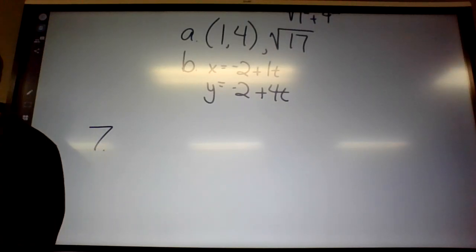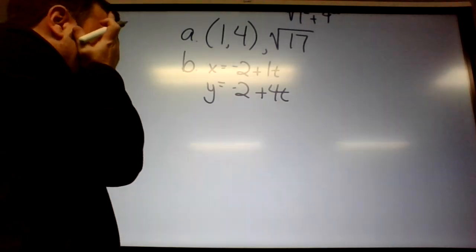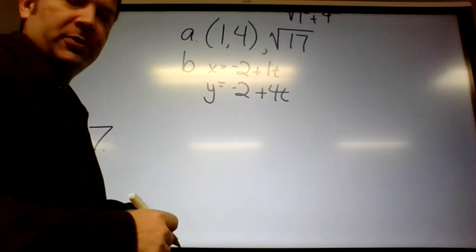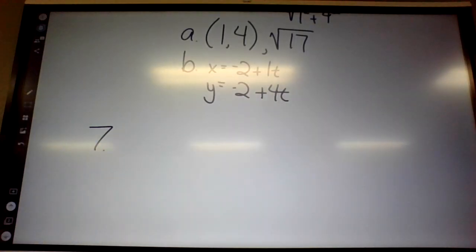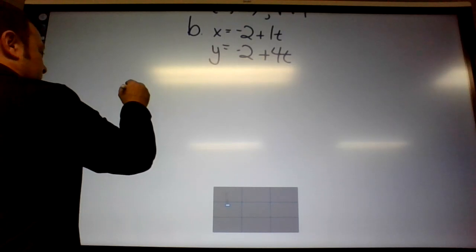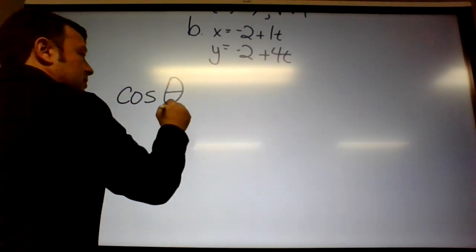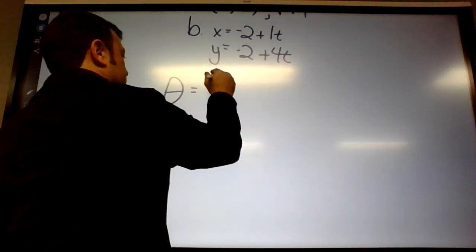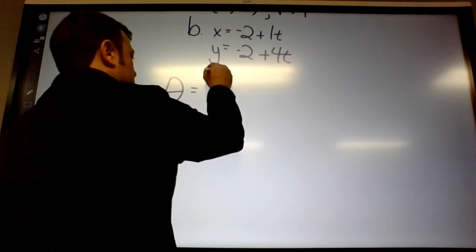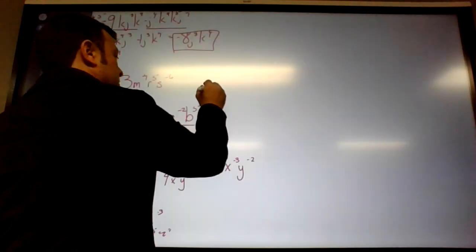Let's look at number 7. Okay, 7 had a formula to go with it. It is not on the board right now. I will be giving this to you on the test. You don't have to memorize this, you just have to know how to use it. Let's see, what was it? Magnitude of u times magnitude of v.